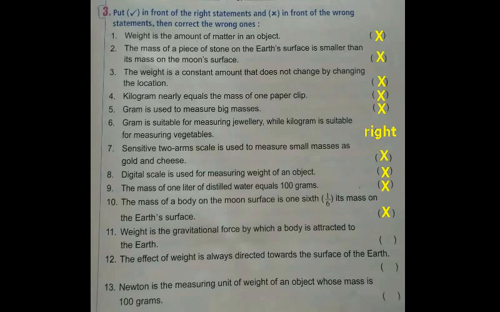Number 11, weight is the gravitational force by which a body is attracted to the earth. Correct answer, this is the definition of weight. Number 12, the effect of weight is always directed towards the surface of the earth. It says the effect of weight is always directed towards the surface of the earth. Is it towards the surface of the earth or the center of the earth? So the answer is wrong. We say the effect of weight is always directed towards the center of the earth.